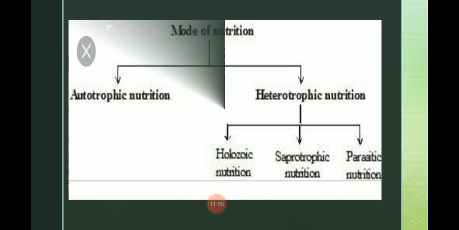Thus, it can be summarized in short: mode of nutrition has two types, the autotrophic mode of nutrition and the heterotrophic mode of nutrition. The heterotrophic mode of nutrition has three types, that is, the holozoic mode of nutrition, the saprotrophic mode of nutrition, and the parasitic mode of nutrition. That's all for the content of this video. Thank you.